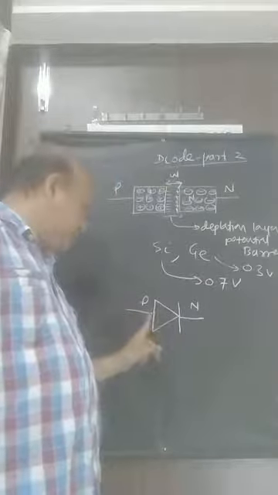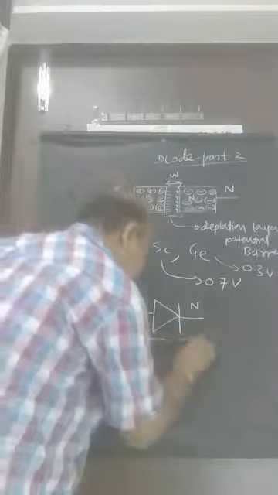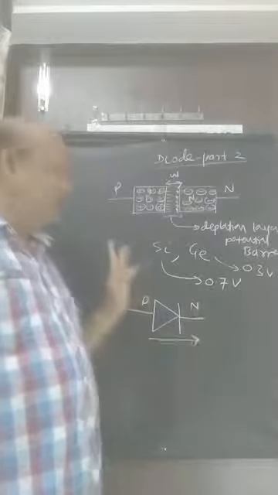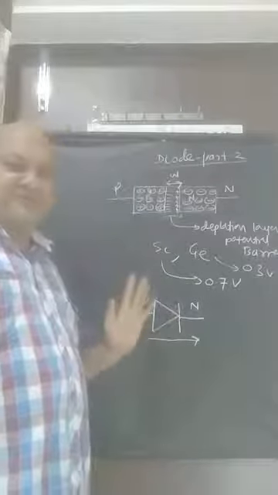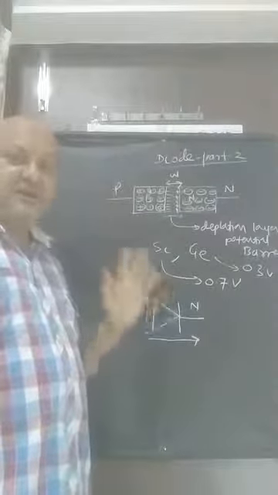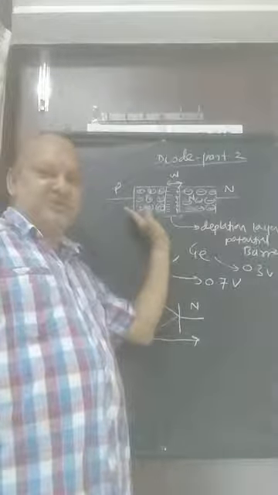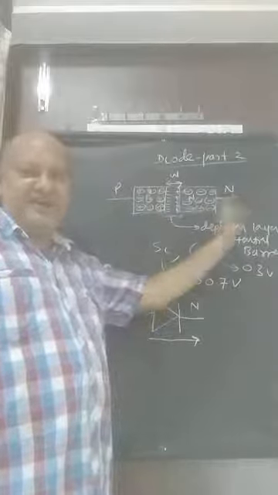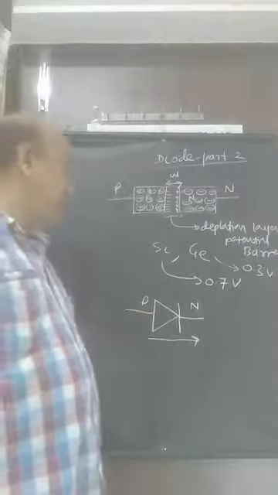Here, the triangle shows that the current will flow only in this direction, from positive to negative. This happens only after biasing. Biasing means applying a proper voltage to the P and N sides. Applying the proper voltage to this diode is called biasing, and biasing is important here again.